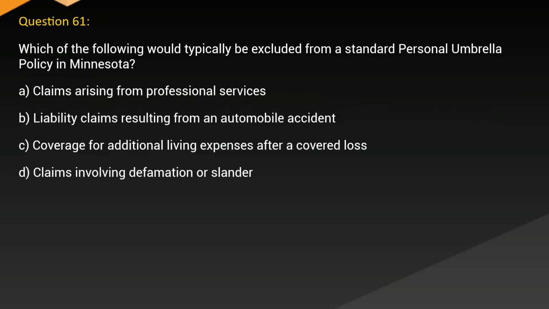Question 61. Which of the following would typically be excluded from a standard personal umbrella policy in Minnesota? A. Claims arising from professional services. B. Liability claims resulting from an automobile accident. C. Coverage for additional living expenses after a covered loss. D. Claims involving defamation or slander.